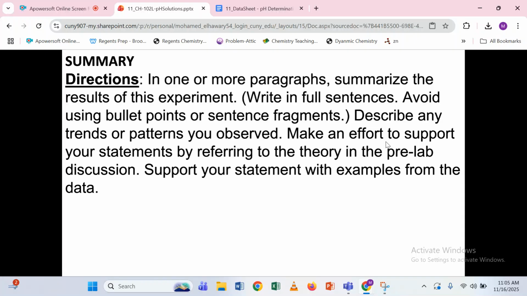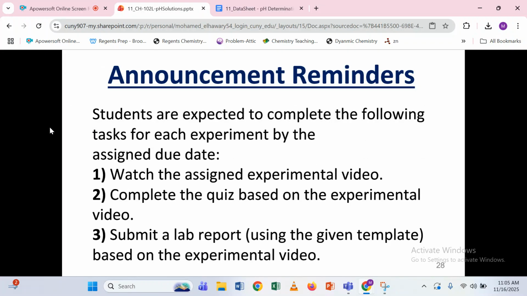So the next thing you want to do is, in one or more paragraphs, summarize the results of this experiment. Make sure to write in full sentences, avoid using bullet points or sentence fragments. Describe any trends or patterns you observed. Make an effort to support your statements by referring to the theory in the pre-lab discussion. Support your statements with examples from the data.